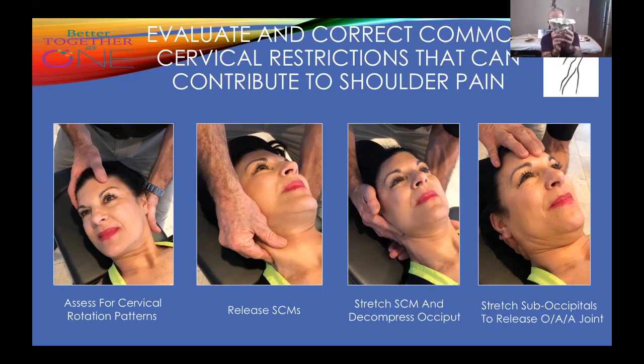So we're going to show you how to work the SCMs and the suboccipitals to decompress the occiput from C1 so it can better rotate over C2. And then we'll stretch those suboccipitals, which are just from C2 to the occiput.